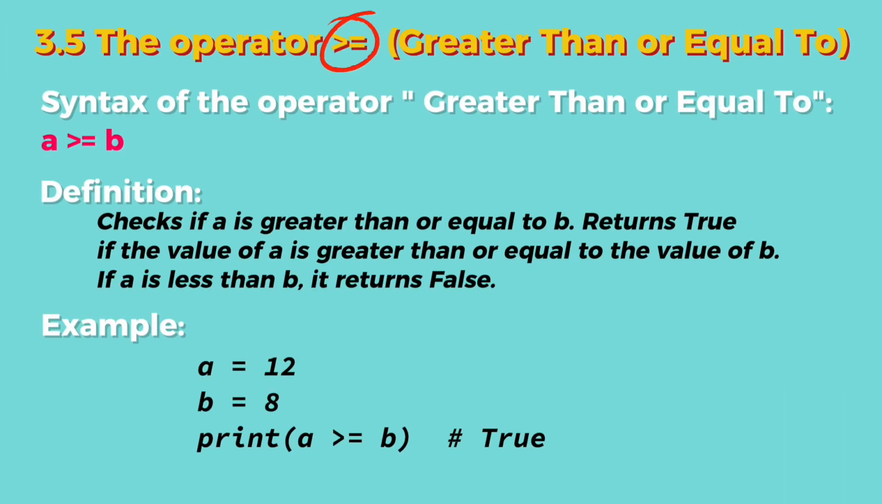We also have greater than or equal to. This checks if A is greater than or exactly equal to B. So, if we assign 12 to A and 8 to B, the output is true. It would also be true if both were 10, but 5 greater than 8 would return false. This is the output when Python runs this code.